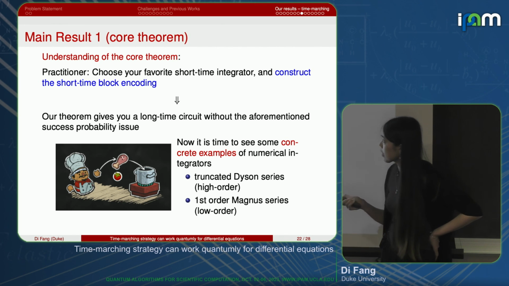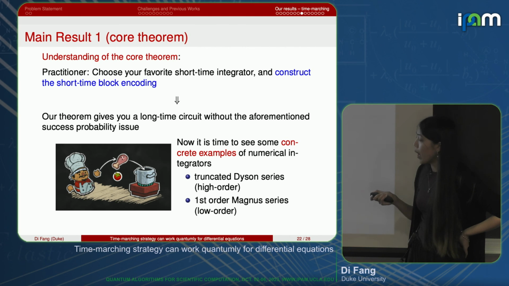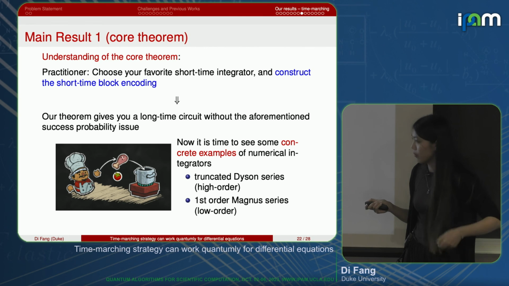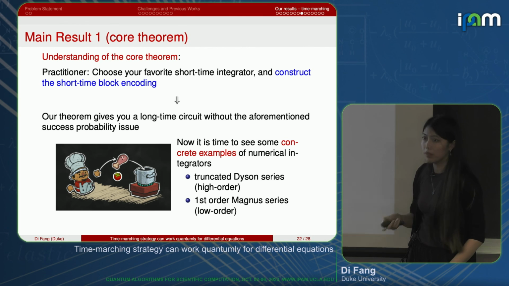So now I just want to discuss some concrete examples. One is high order convergence. I may not discuss the low order for the interest of time. One is a high order numerical integrator, which is truncated Dyson. We know it has exponential convergence and so on. The second is a low order integrator.